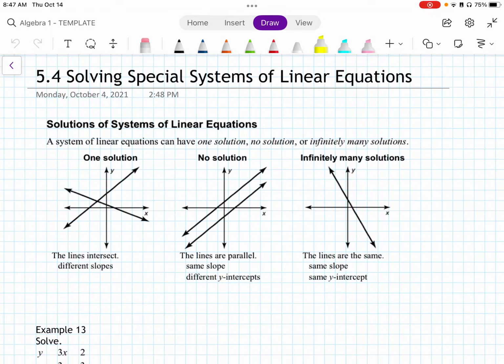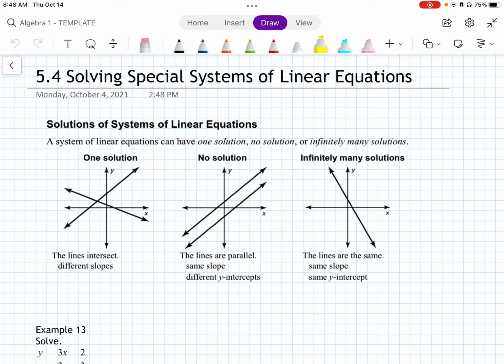All right, 5.4, solving special systems of linear equations. So remember that what we're doing so far in this chapter is finding the point where two lines cross, right? We're finding that point. We started off by graphing, and then we used substitution, and then we used elimination after that. Now we want to look at some special case scenarios.